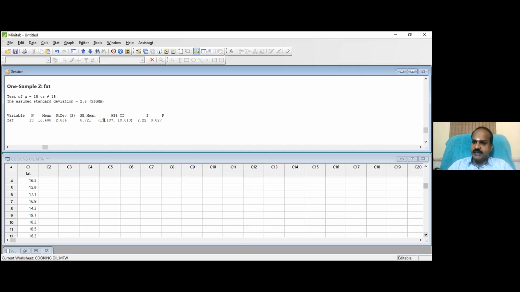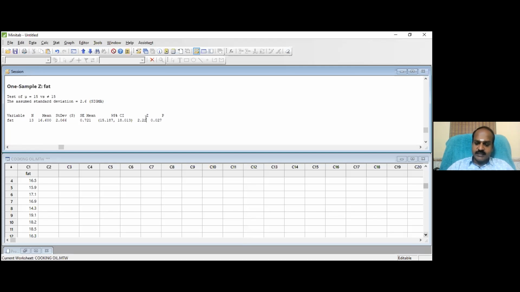You know why it is 1.96? Because it is a two-tailed study. So sample mean plus 1.96 into standard error of mean gives you the confidence interval. What is the confidence interval? You are 95% confident that the fat content in the cooking oil is going to be between 15.15 and 18.03. This is the statement.